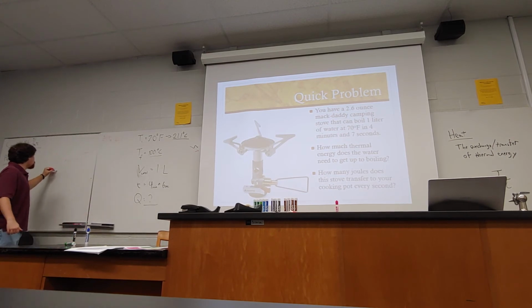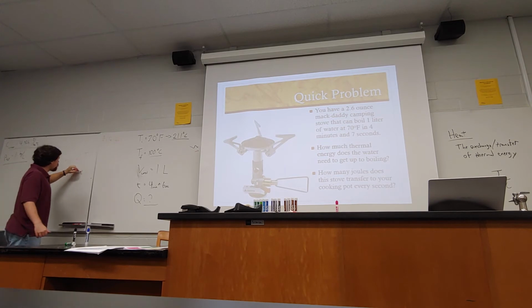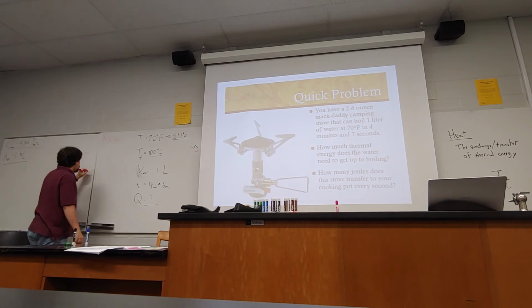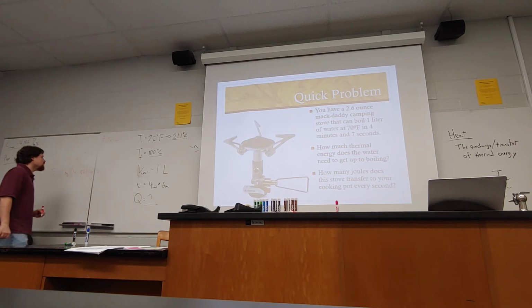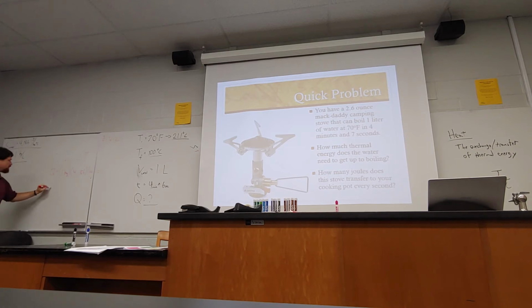So, our 1 liter of water has a mass of 1 kilogram. C of water is 4,186. And our delta T, change in temperature, is always final minus initial. We are ending at 100 and we started at 21.1. Again, because it's delta, we don't have to bother with kelvins here. So that's everything we need. We just need to start multiplying. And that should give us a nice, frankly large number.